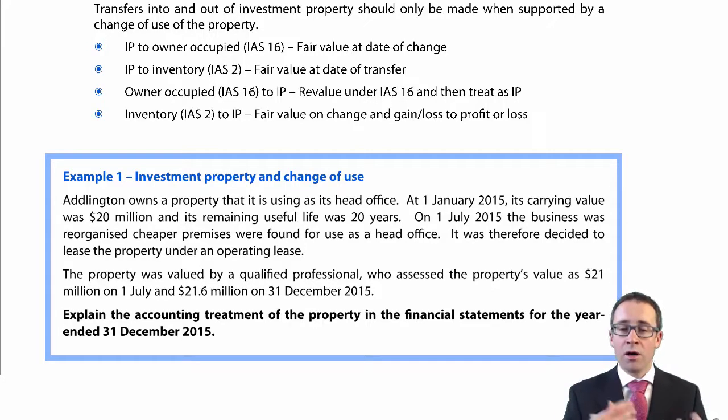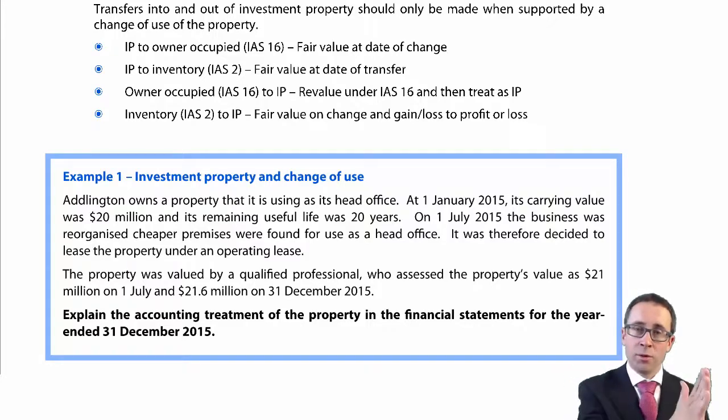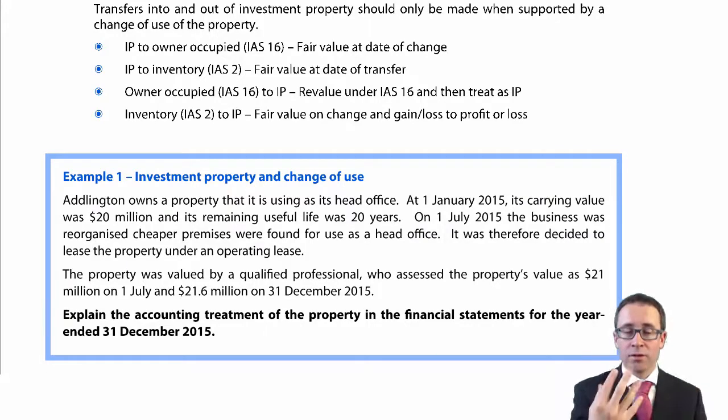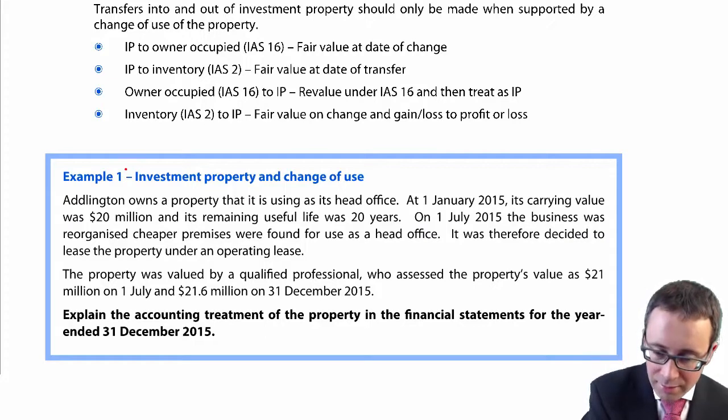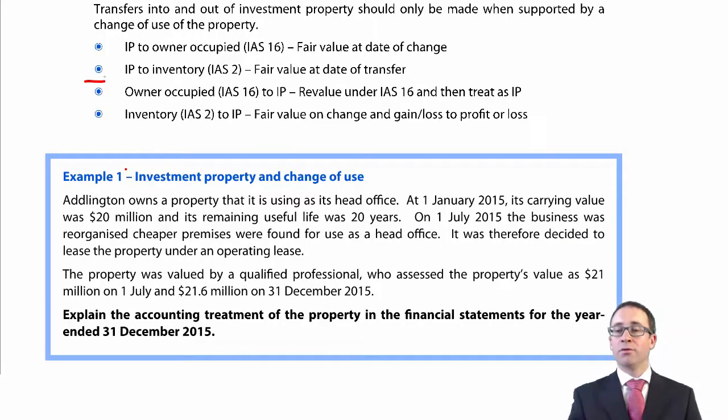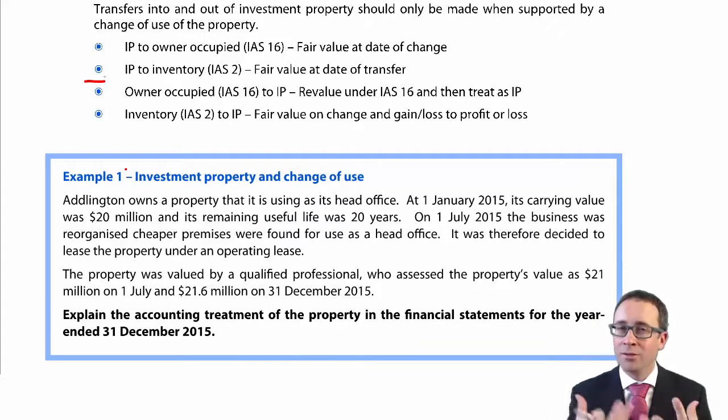You've got a couple of rules there. The first two are going from investment property to another accounting standard, whereas the bottom two are going from a different accounting standard into investment property. On the first two, investment property to owner occupied or investment property to inventory, the key bit is to get it right before we change. I think that applies under all of them. So given it was investment property previously, we will get the fair value at the date of change or at the date of transfer into inventory.